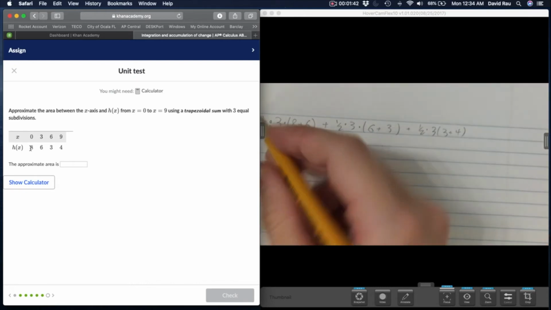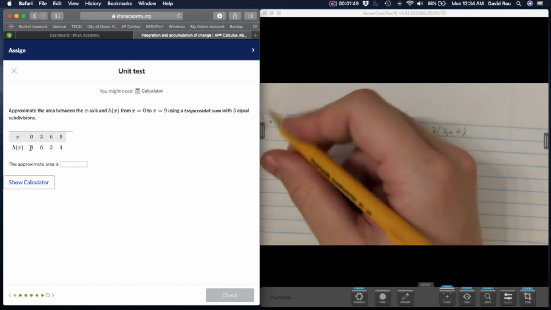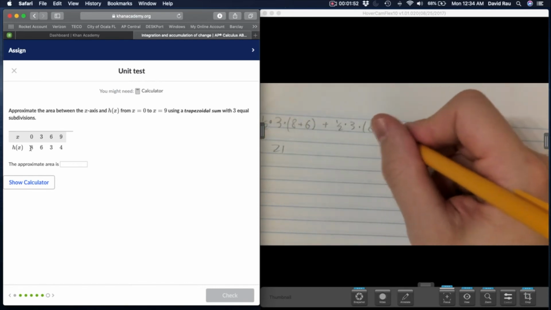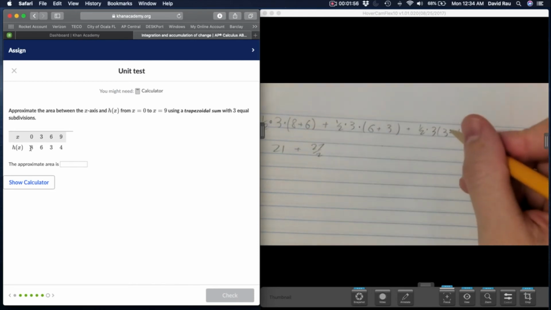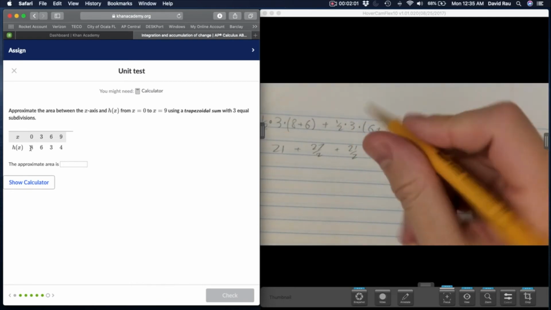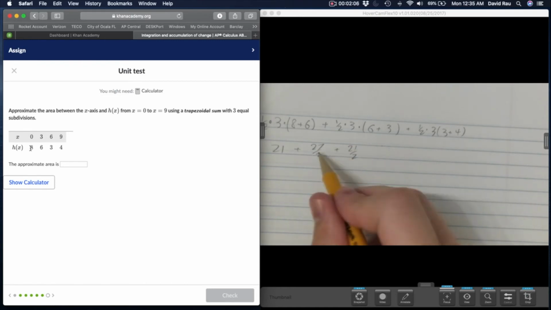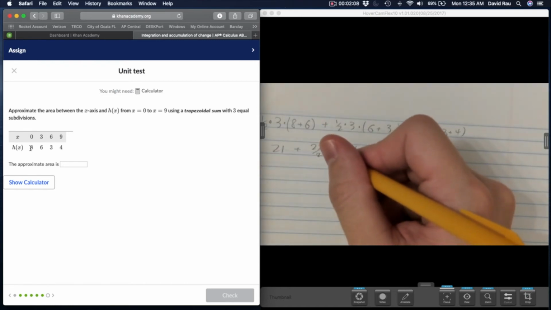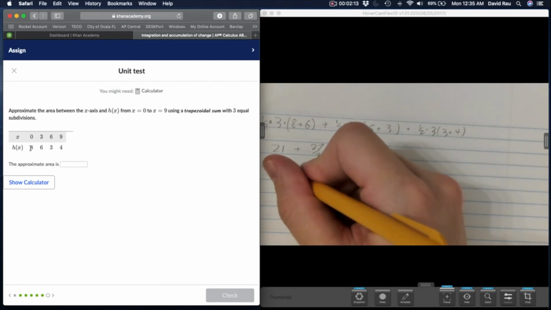All right, now this is 14 times 1/2 would be 7 times 3 is 21. And then we have 9 times 3 is 27 over 2. And then we have 7 times 3 is 21 over 2. 27 and 21 over 2 actually make 48 over 2, and 48 over 2 is 24. So 21 plus 24 is 45.